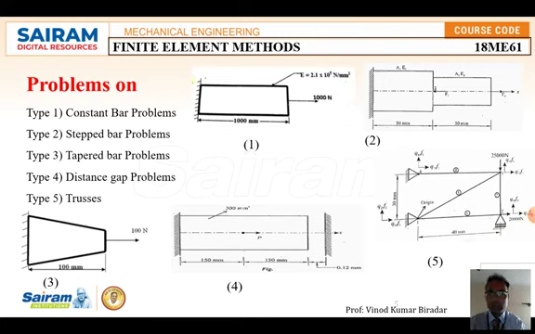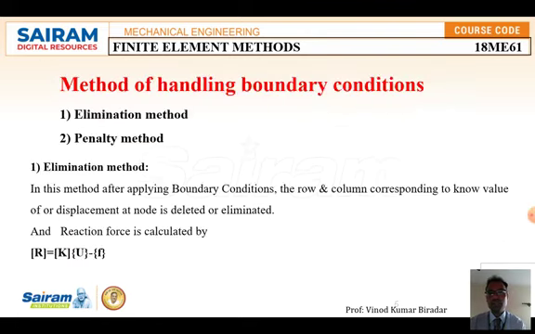We are going to solve these problems using 2 methods, the elimination method and the penalty method. In the examination they may ask for any one method. If nothing is mentioned, you can solve with any one method. Compared to both, the elimination method is very simple. You just delete the row and column wherever fixed nodes are there, and you get the displacement, stress and strain. These are the methods of handling boundary conditions.